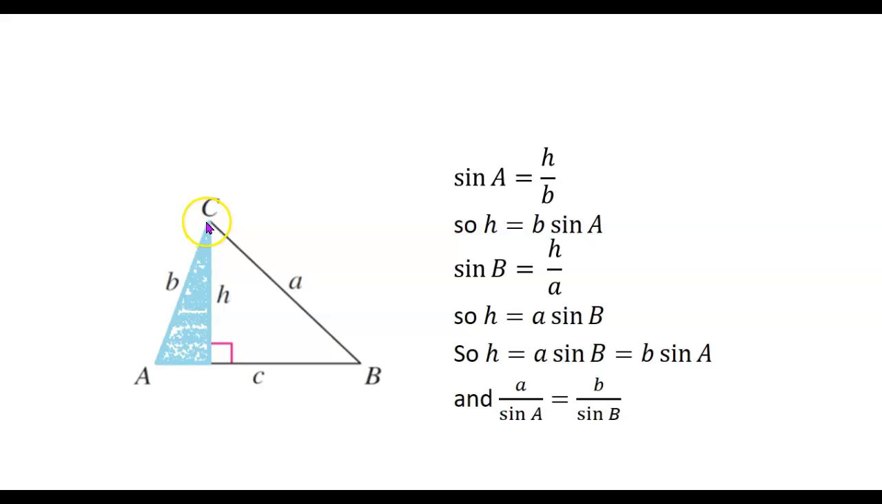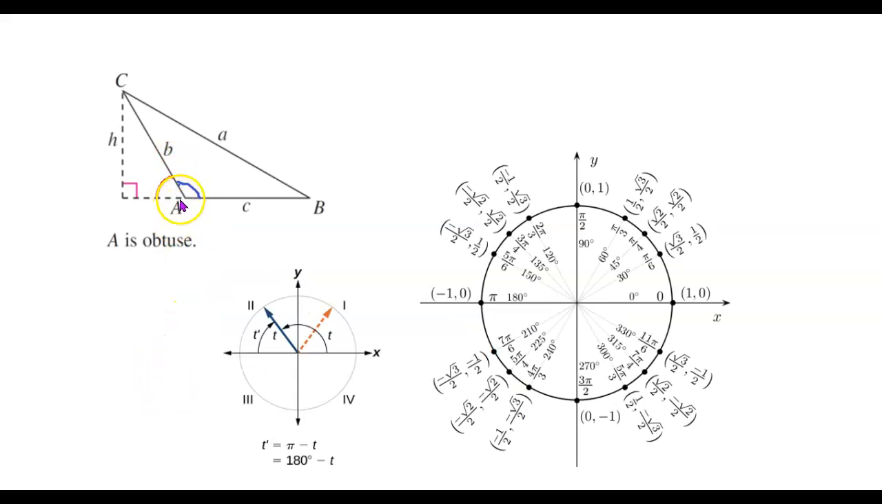But what I've done so far assumes that when I drop a perpendicular from C down to the base of the triangle, that perpendicular is inside the triangle, which is what happens if A is an acute angle. But what if A is an obtuse angle? Then if you start at vertex C and go straight down, then that line that we've labeled H for the height of the triangle is outside the triangle.